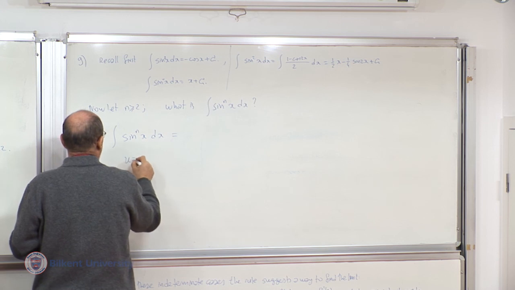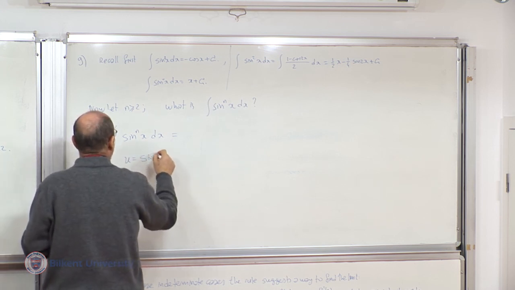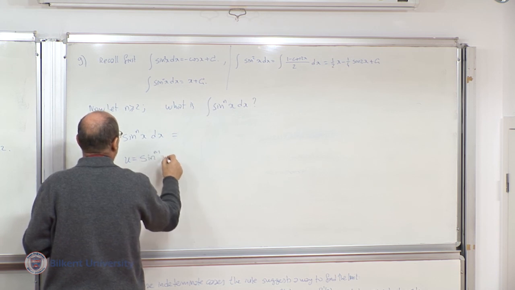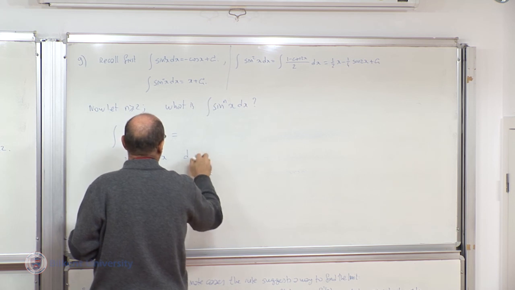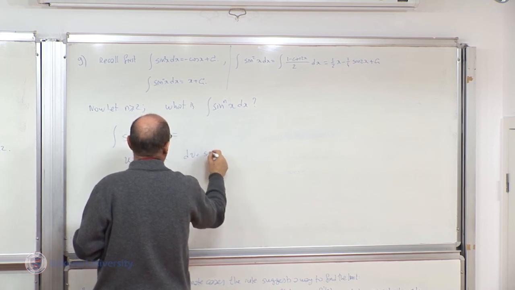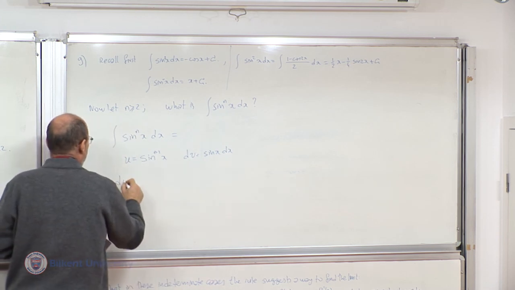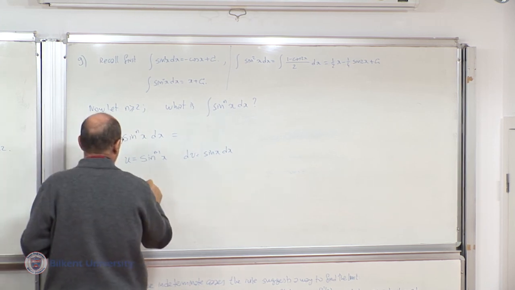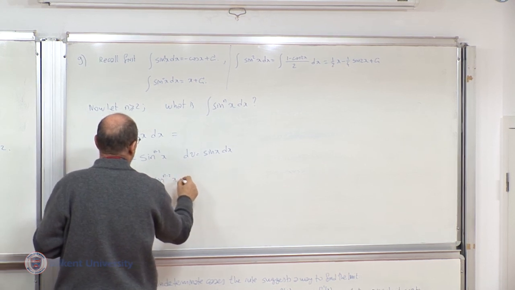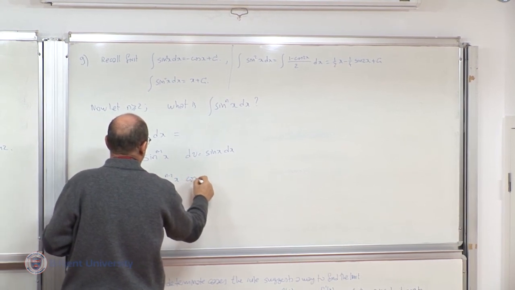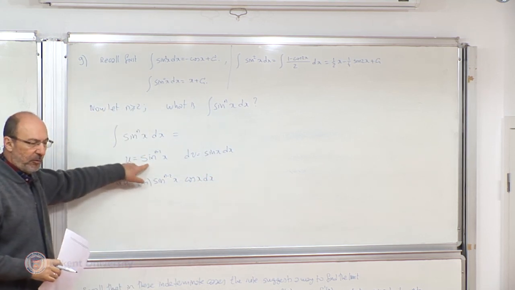You try several things. This one looks like it's working. Sine: I take one of these things as u, and then the other as dv. dv is the remaining sine x dx. I take the derivative of this: du is n minus 1 sine to the n minus 2 x times cosine x dx. Okay, I took the derivative of this.